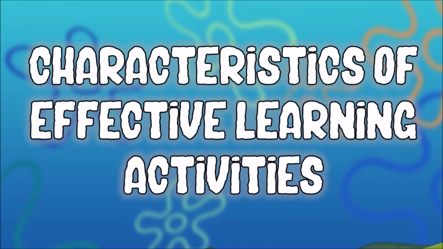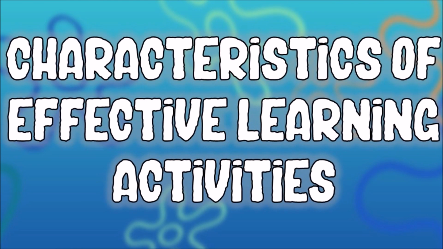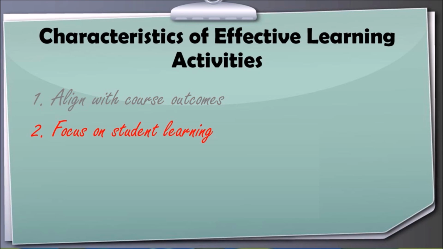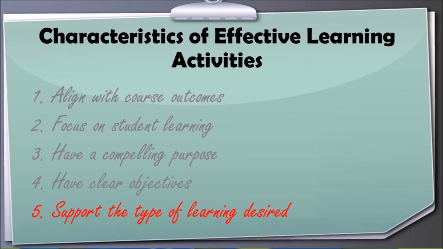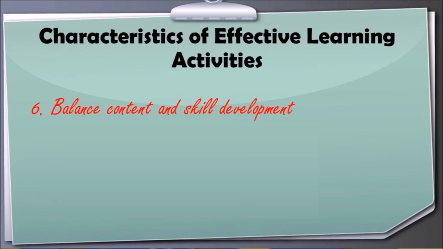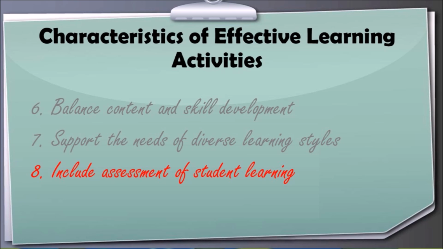Characteristics of effective learning activities. There are 9 characteristics. Number 1. Align with course outcomes. Number 2. Focus on student learning. Number 3. Have a compelling purpose. Number 4. Have clear objectives. Number 5. Support the type of learning desired. Number 6. Balance content and skill development. Number 7. Support the needs of diverse learning styles. Number 8. Include assessment of student learning. And number 9. Include assessment of the activity.